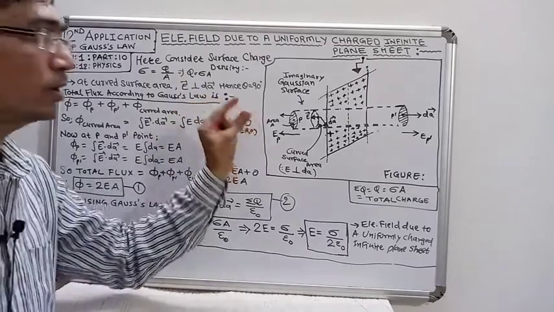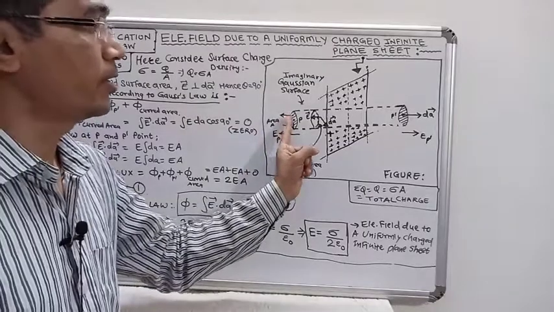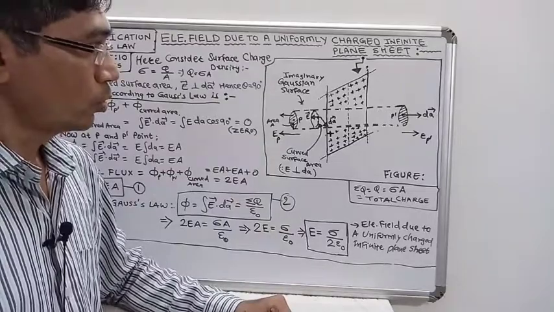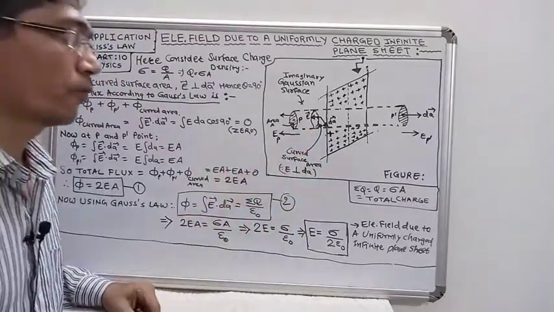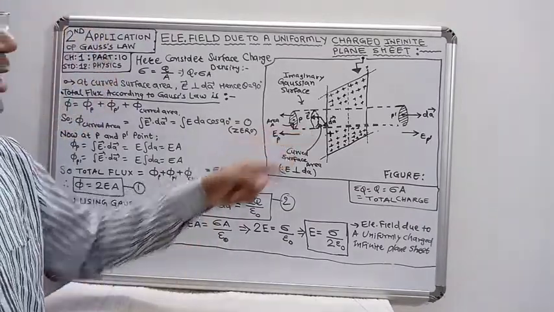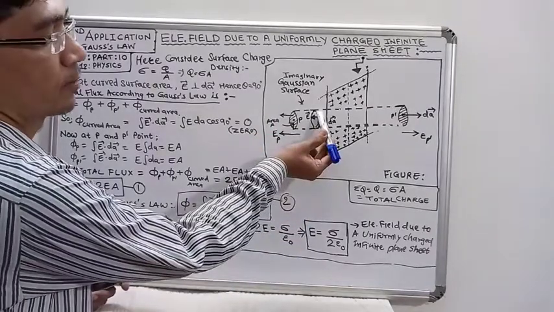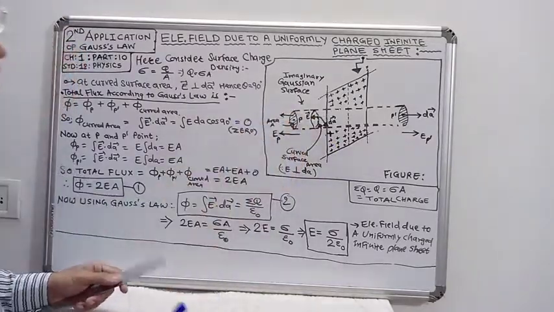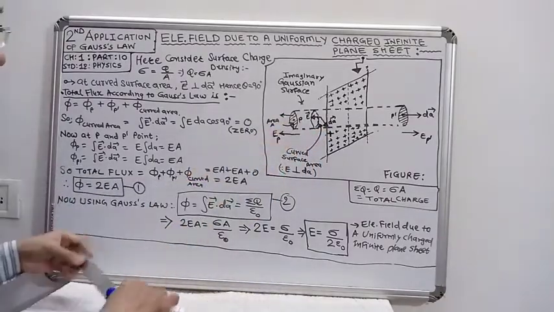Now this Gaussian cylinder has a curved surface area, as well as a circular area at the ends P and P dash. So what is the flux coming out from the curved surface area? From the curved surface area, the area vector is in this direction and the electric field is in the horizontal direction in the figure. So the electric field and the area are perpendicular to each other.